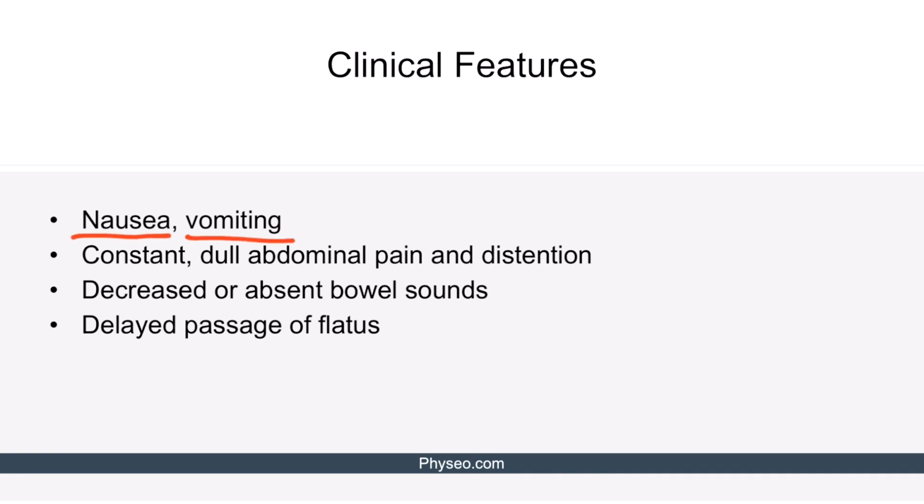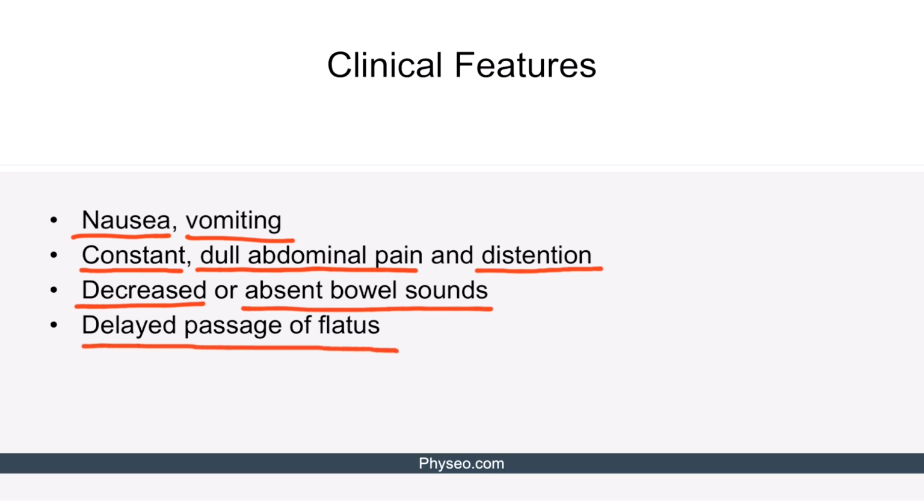However, in contrast to small bowel obstruction, paralytic ileus typically presents with a constant and dull abdominal pain rather than a colicky pain. There is also associated abdominal distension. Additionally, paralytic ileus presents with decreased or absent bowel sounds on physical exam. This is also in contrast to small bowel obstruction, which typically presents with hyperactive bowel sounds. Another clinical feature of a paralytic ileus is the delayed passage of flatus following surgery.